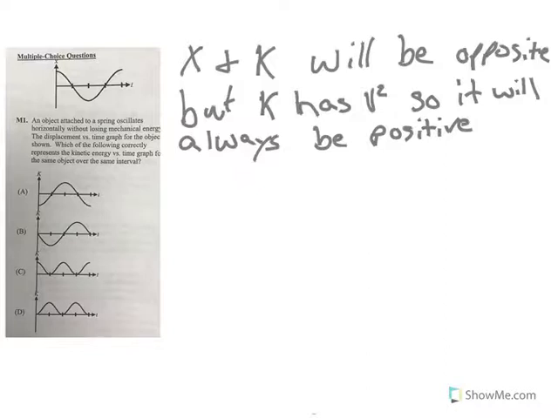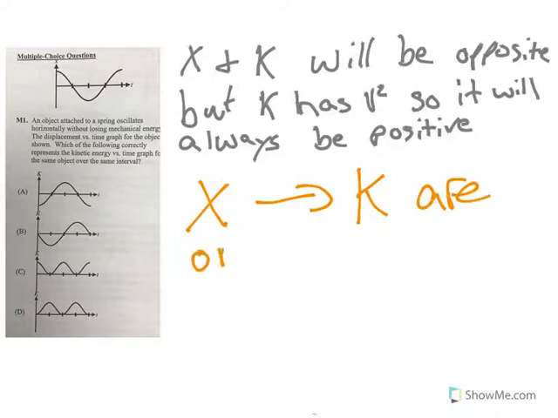The displacement versus time graph for the object is shown. Which of the following correctly represents the kinetic energy versus time graph for the same object over the same interval? Okay, so first of all, we need to know that X and kinetic energy are on opposite tracks.